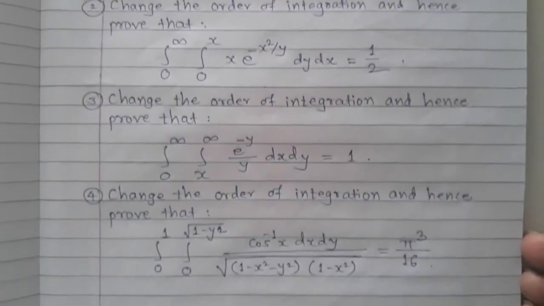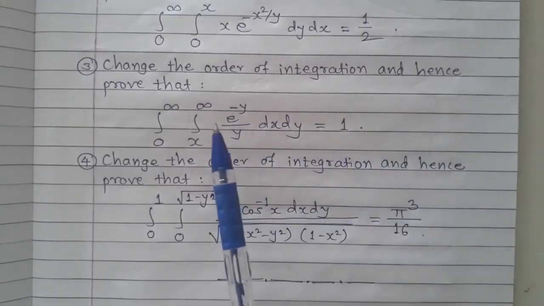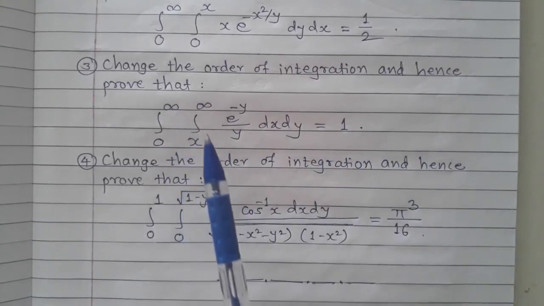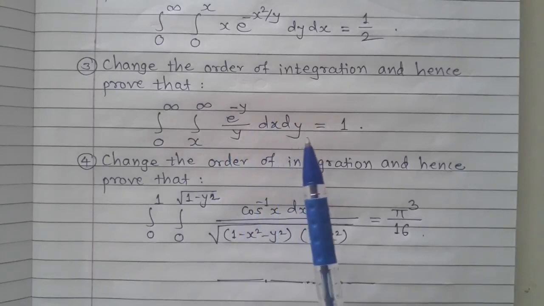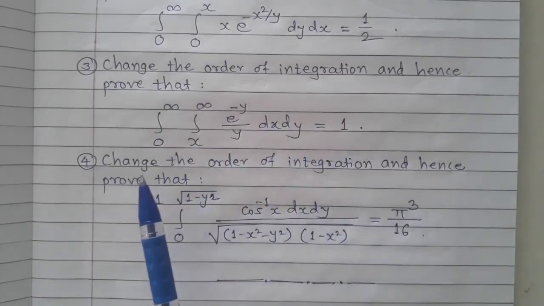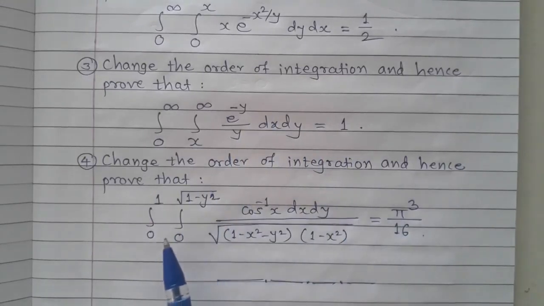Third question, change the order of integration and hence prove that integration 0 to infinity, integration x to infinity, e raised to minus y upon y dx dy equals to 1. Fourth question, change the order of integration and hence prove that integration 0 to 1, integration root of 1 minus y square, cos inverse x dx dy upon root of 1 minus x square minus y square in a bracket into other bracket 1 minus x square equals to pi cube by 16.